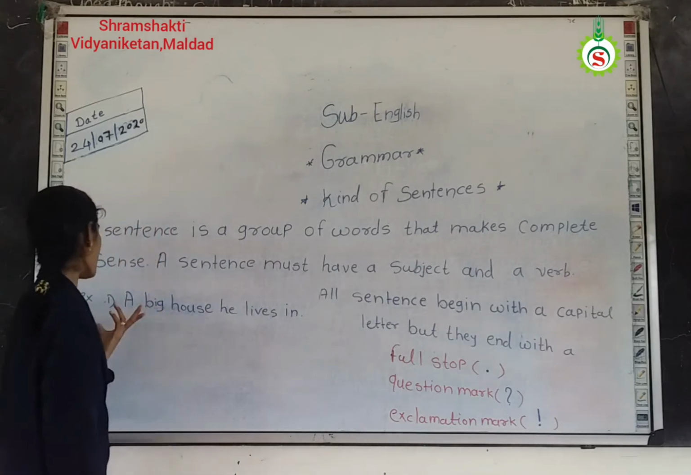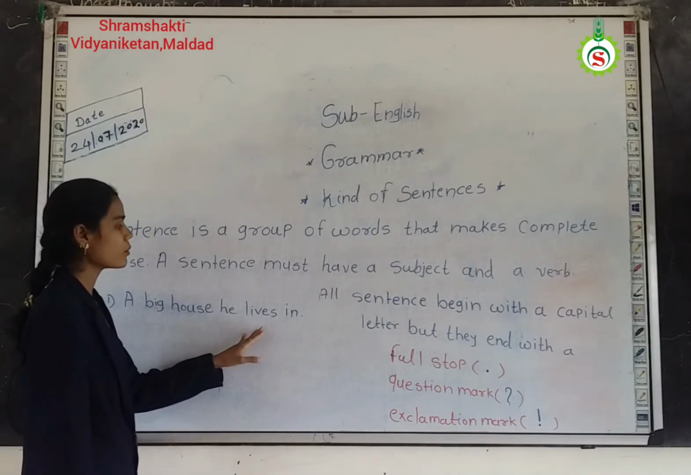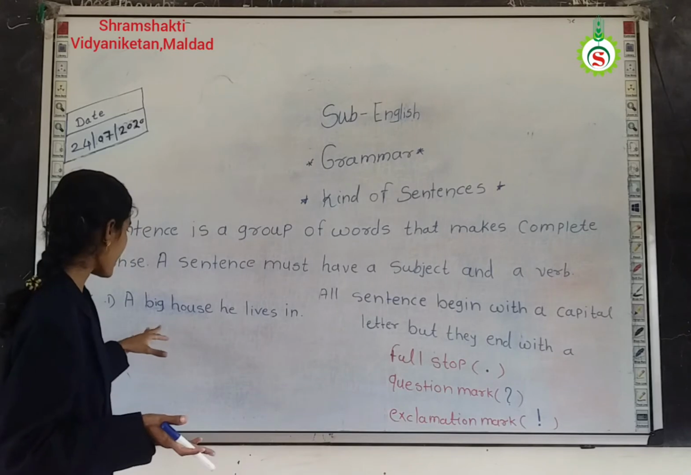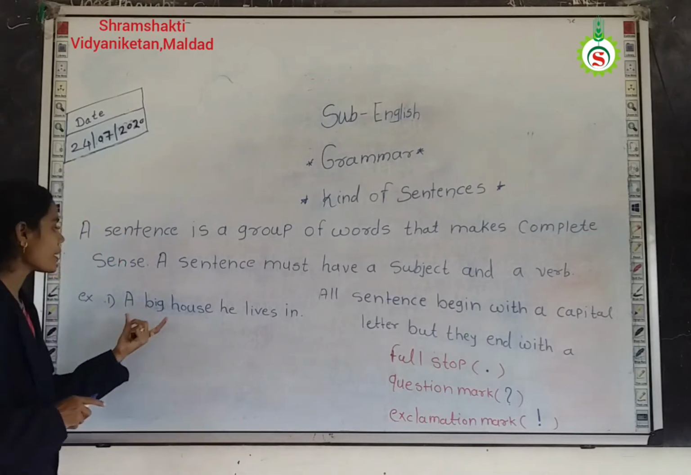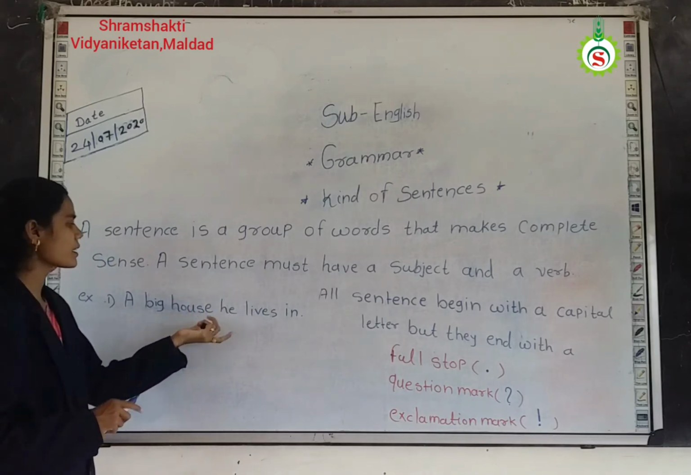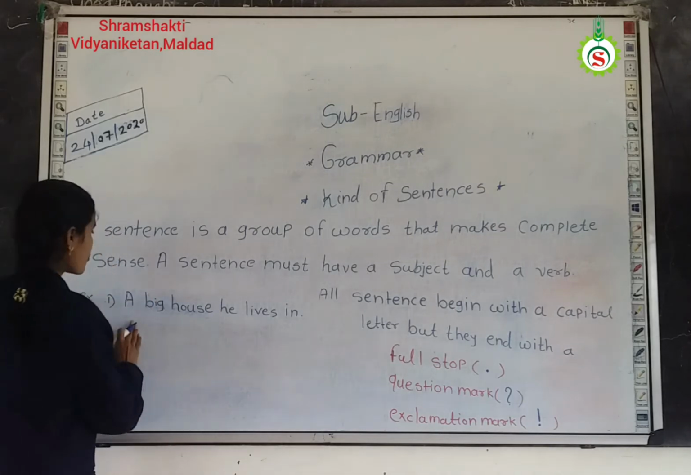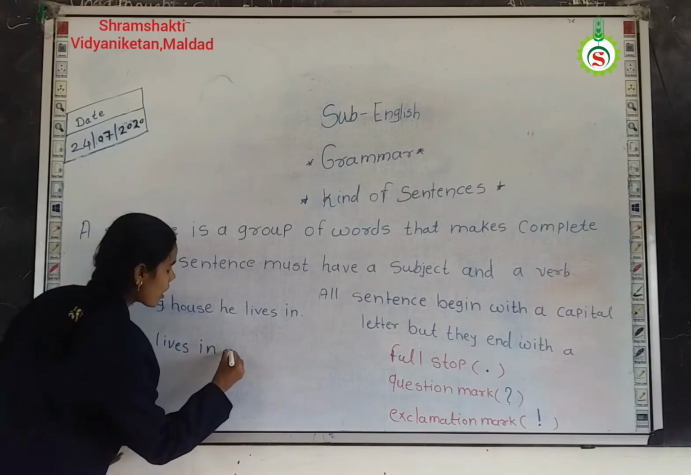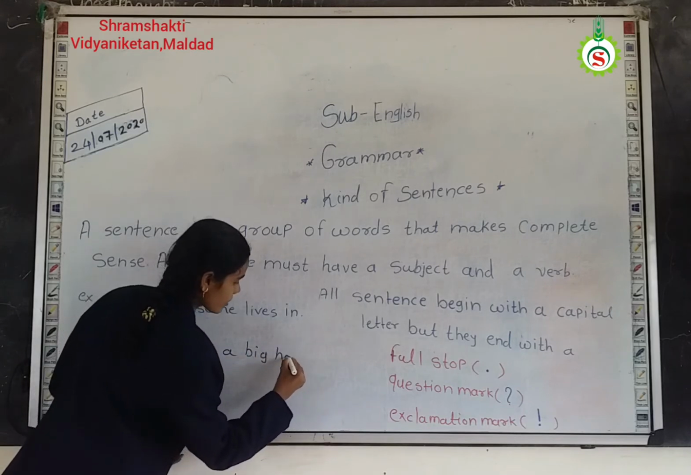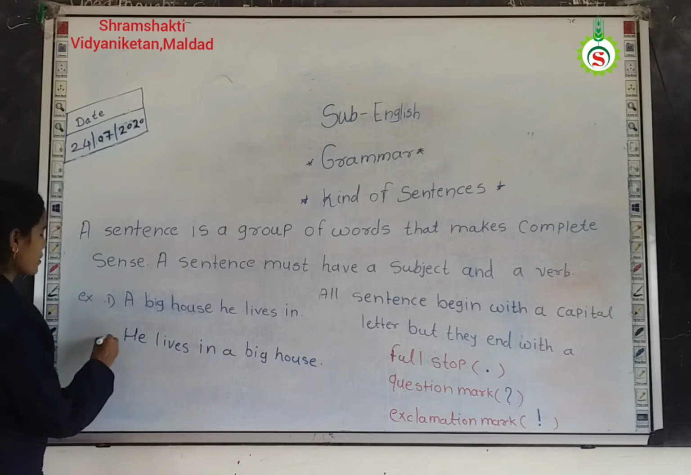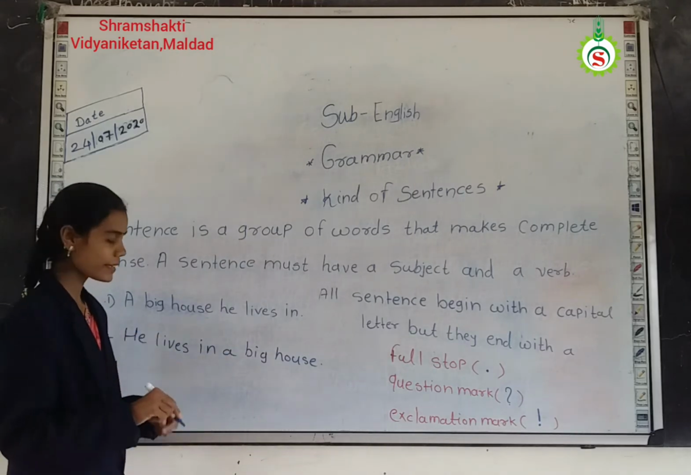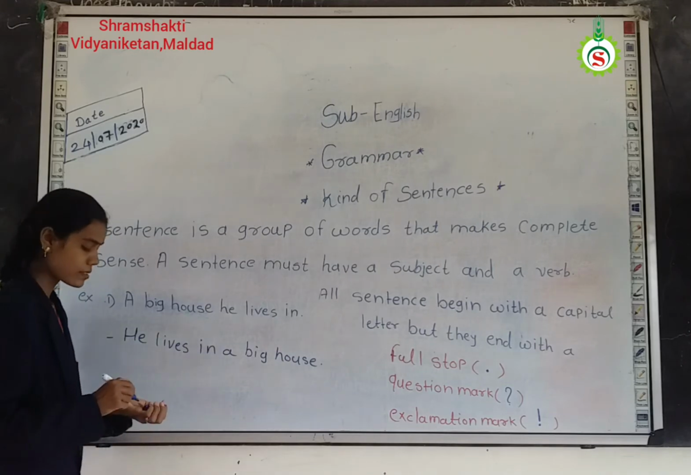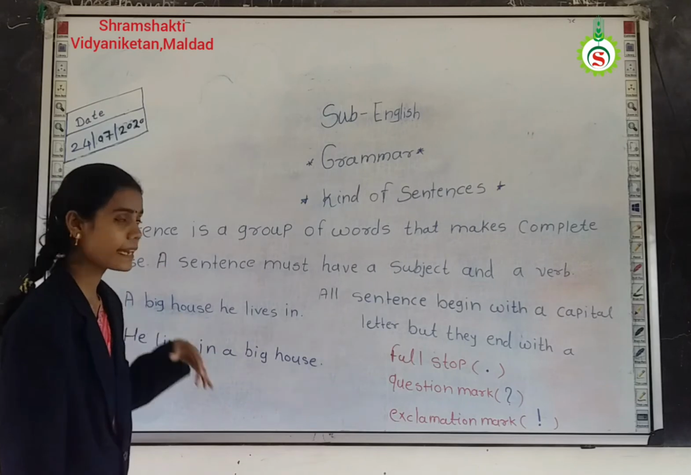Now we see one example. "A big house he lived in." When we read this example, we cannot make sense of it, so we cannot call this a sentence. "A big house he lived in." That does not make sense, right? But when we write it like this, "He lived in a big house," and read this sentence, we make sense. So we call this group of words a sentence. Did you understand the meaning of a sentence?